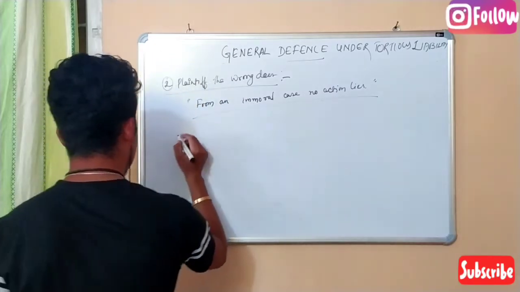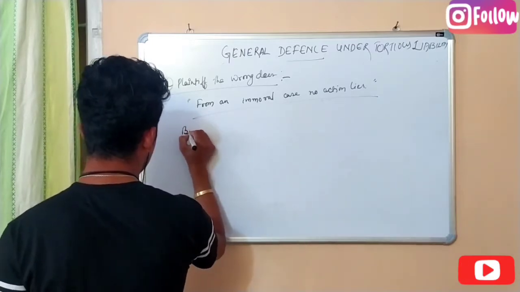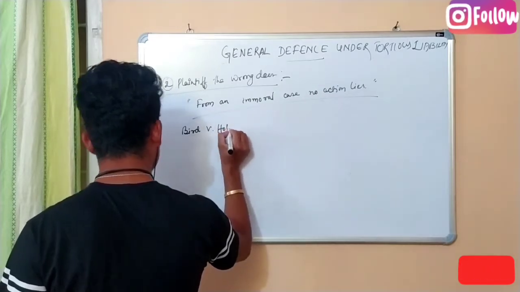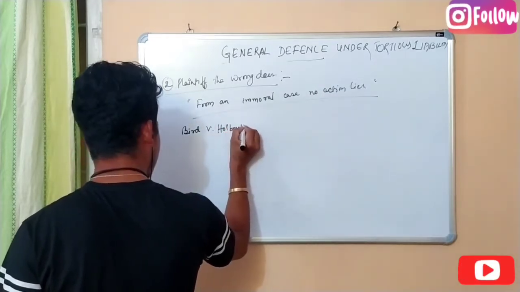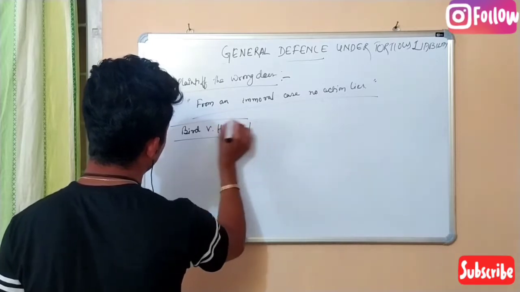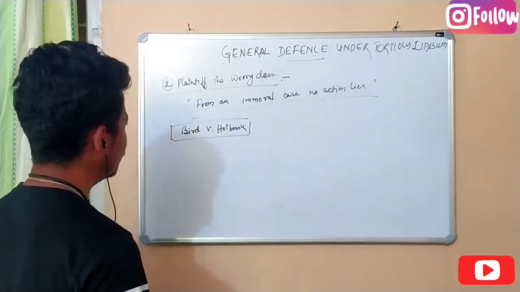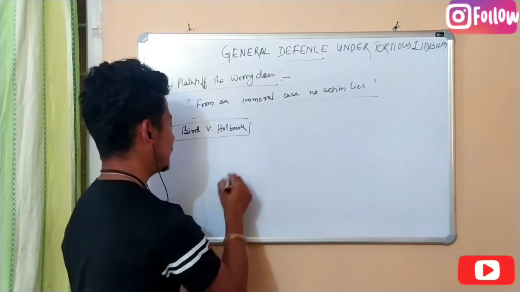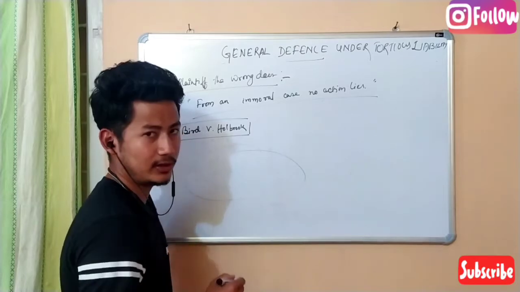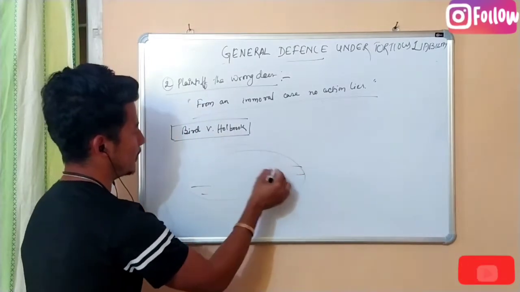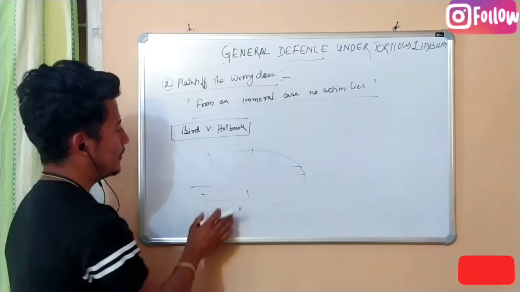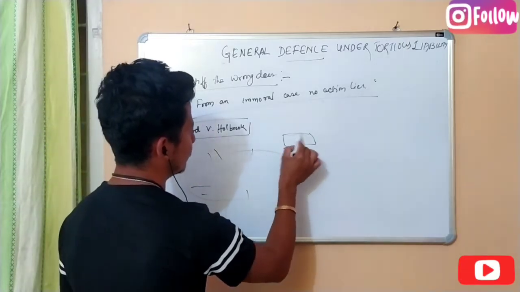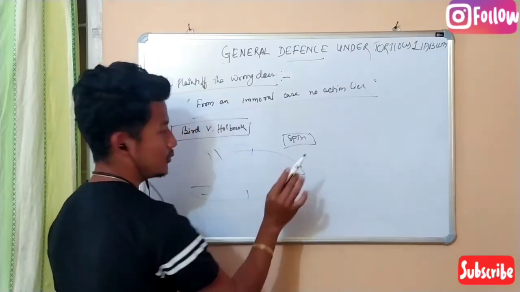There's a very important case law which will make this topic very clear. That is Bird versus Holbrook. In this case, what did the court say? The defendant lays a spring gun around his boundary, and he did not even give a notice about the spring gun.